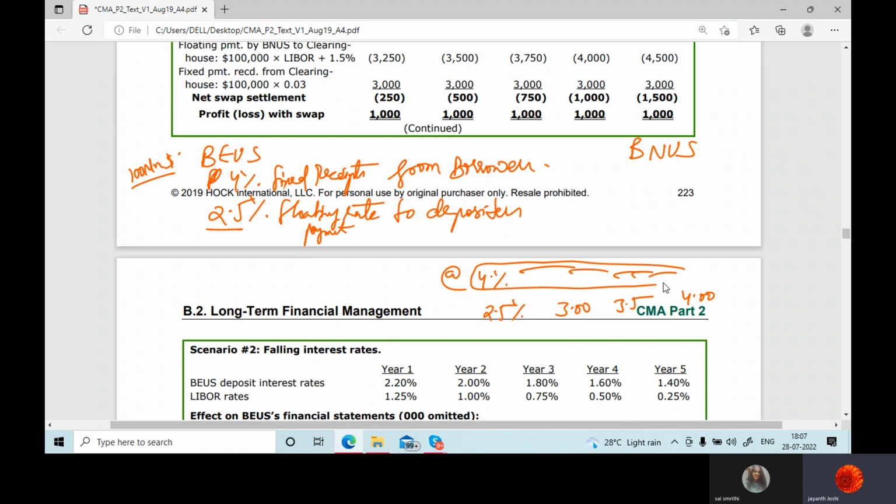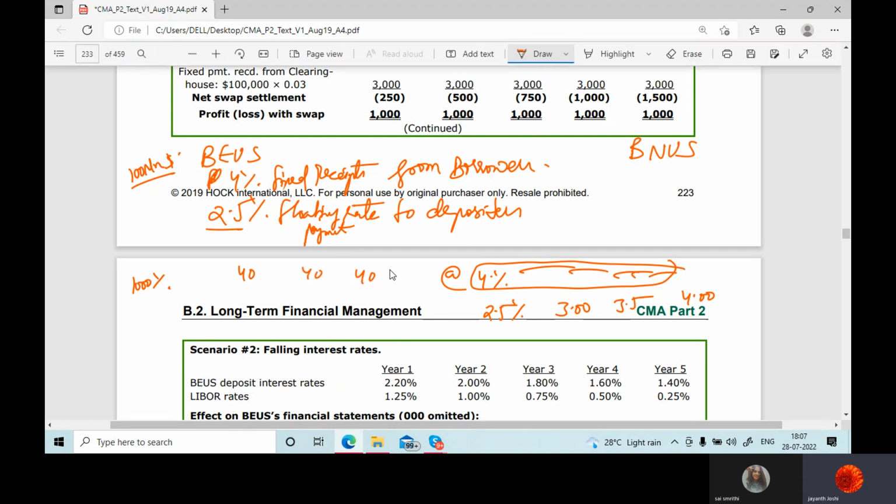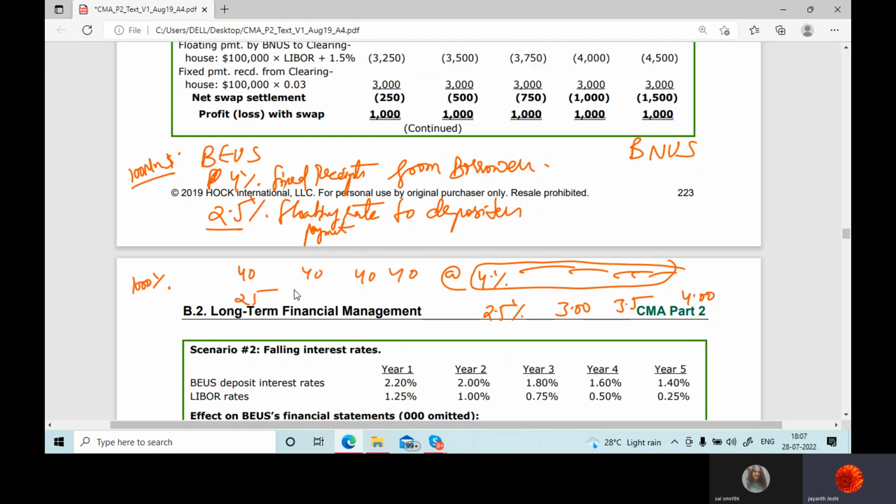Whatever they are receiving here, the net is going to decrease. How? First year, suppose on $1,000 the interest payment is 4% here. So 40, 40, 40, 40. But here 25, 30, 35, 40. So what is going to happen? Every year, the benefit you are getting is going to decrease. Why? Because the payments are increasing, your cost is increasing, but your revenues, the interest payments, are fixed, they are not increasing. That's what is their worry.